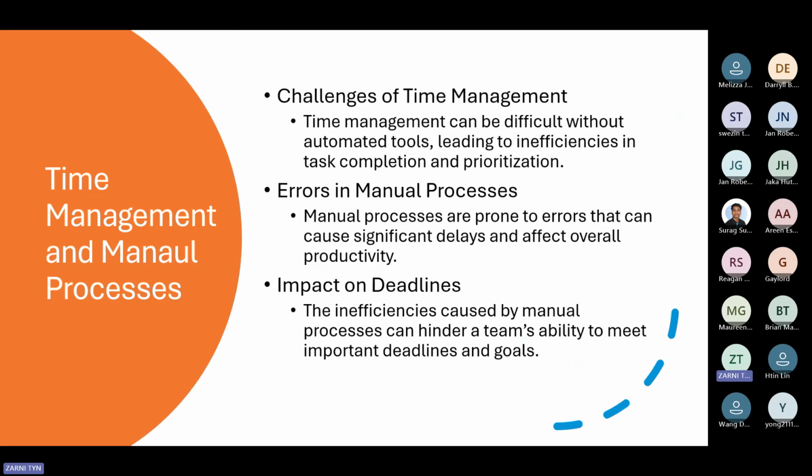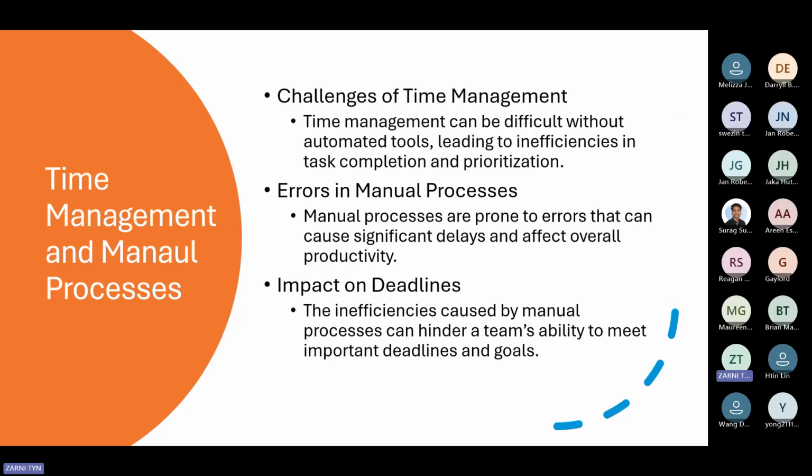Finally, time management and manual processing. There are three items. First is the challenge of time management. Time management can be difficult without automated tools, leading to inefficiency in text comprehension and prioritization. Second is errors in manual processes.